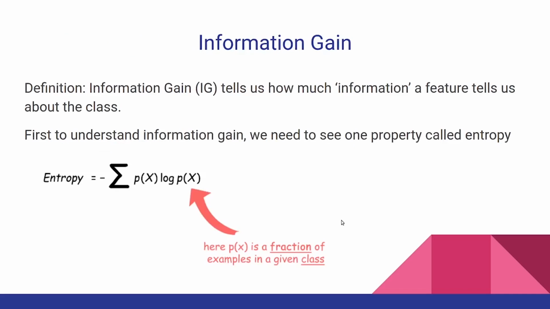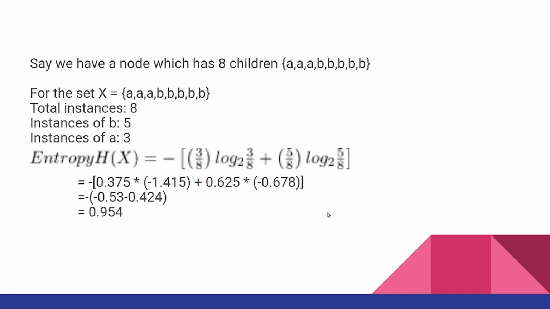Now for the information gain. The definition is: information gain tells us how much information a feature tells us about the class. So at every node, we want to be more certain about what the final output will be for its children. And to first understand information gain, we need to see one property called entropy. Entropy is defined as the negative sum of p of x log p of x. And here p of x is a fraction of examples in a given class. So we'll see what this p of x is in the next slide.